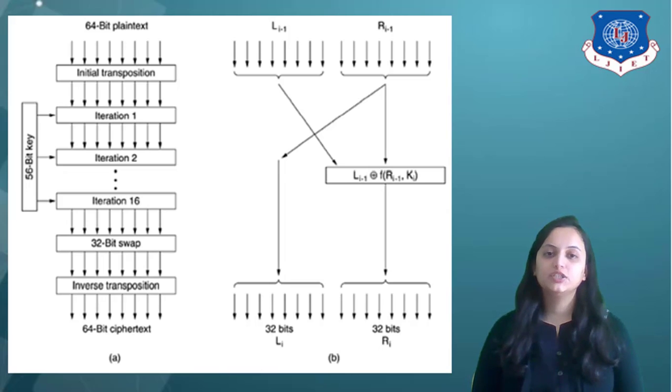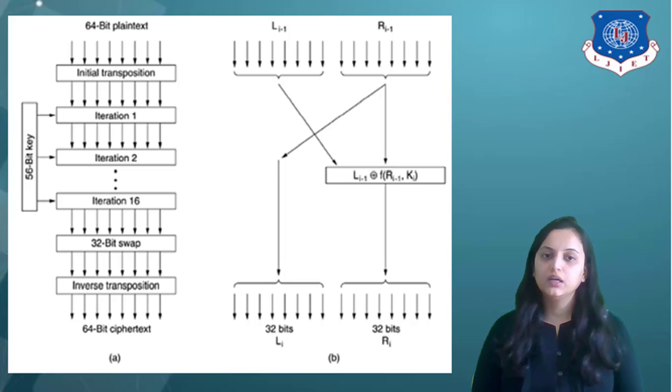In January 1977, the US government adopted a product cipher developed by IBM as its official standard for unclassified information. This cipher is called DES, that is Data Encryption Standard, and it was widely adopted by the industry for use in security products. It is no longer secure in its original form, but in its modified form it is still useful. Let's see how DES works.